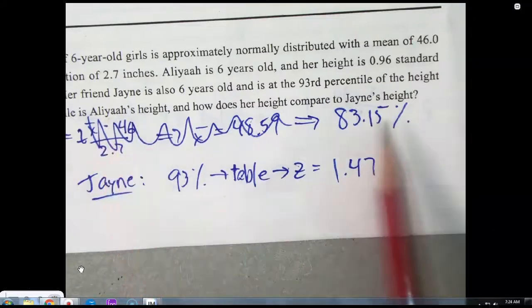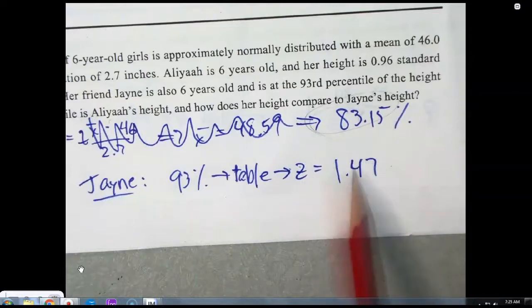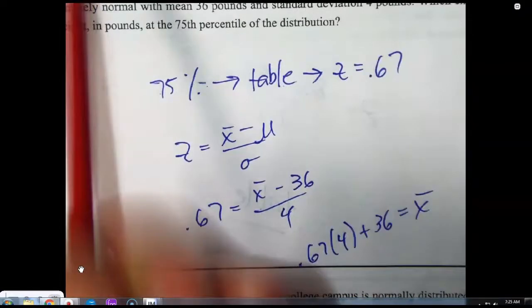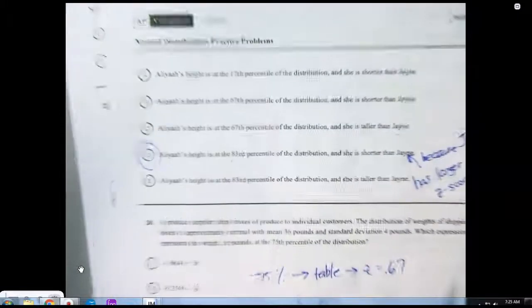So what percentile is Aaliyah's height? I know that because I looked in the Z-table, and I also know that she is shorter than Jane because her Z-score is less than Jane's. So 83rd percentile, and she is shorter than Jane. I was all zoomed in for the table.